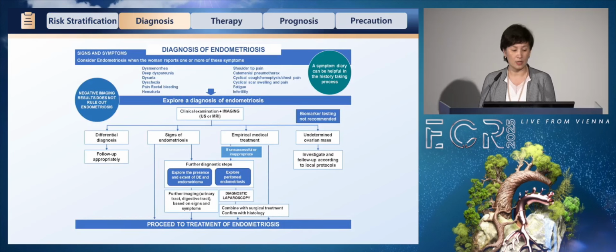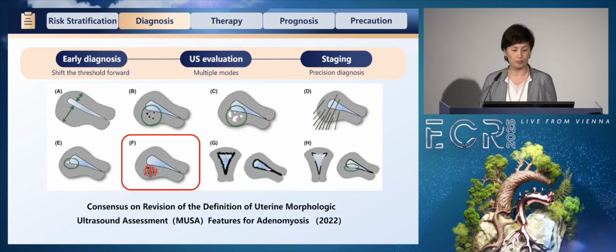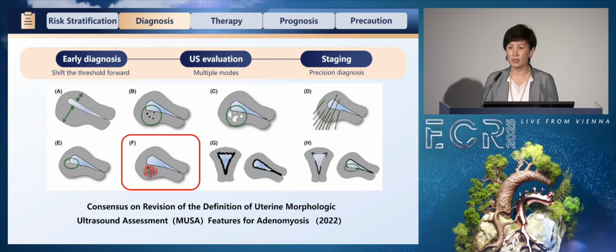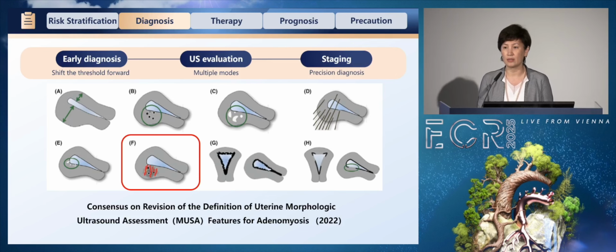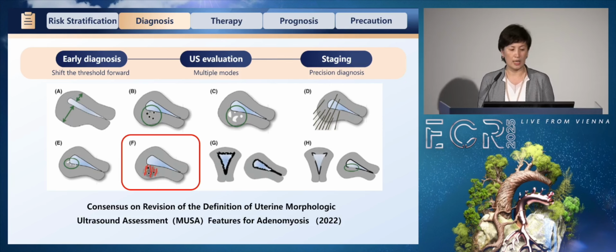Let's look at the diagnosis of endometriosis. During the clinical process, we need clinical examination and imaging, for example ultrasound and MRI. Step by step, we give the patient an accurate diagnosis. Ultrasound is the first-line diagnostic method, but there is more space to improve. For example, we cannot give an early diagnosis of adenomyosis and cannot stage the pathology.